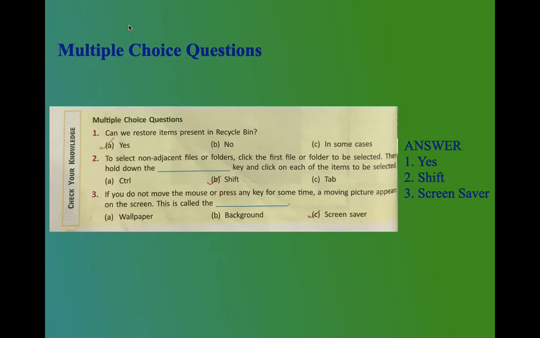Coming to the multiple choice questions. The first question, can we restore items present in the Recycle Bin? The answer is A, yes. To select non-adjacent files or folders, click the first file or folder to be selected. Then hold down the dash key and click on each of the items to be selected. The answer is B, Ctrl.